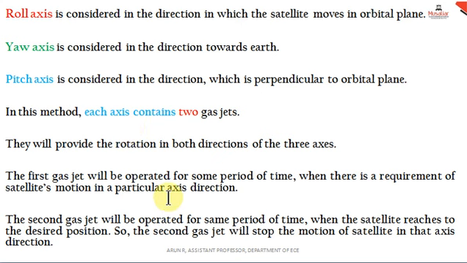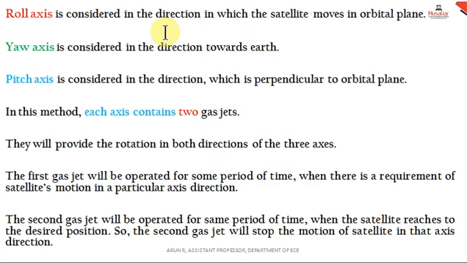In order to achieve some direction, due to the propulsion of the gas jet, the satellite rotates, and because of this rotation, this stabilization method can achieve the orientation of the satellite in a stable position in a particular orbit.